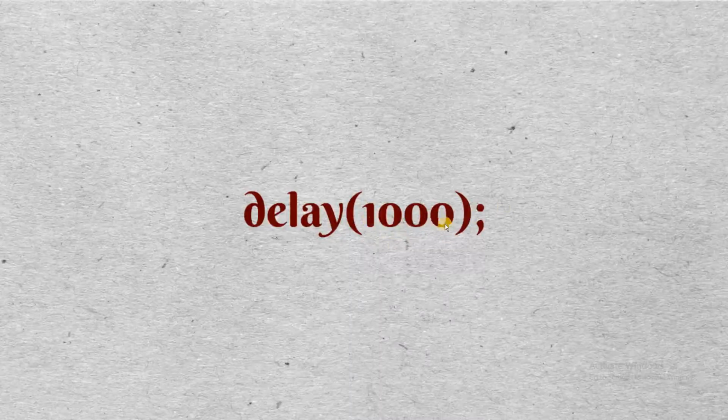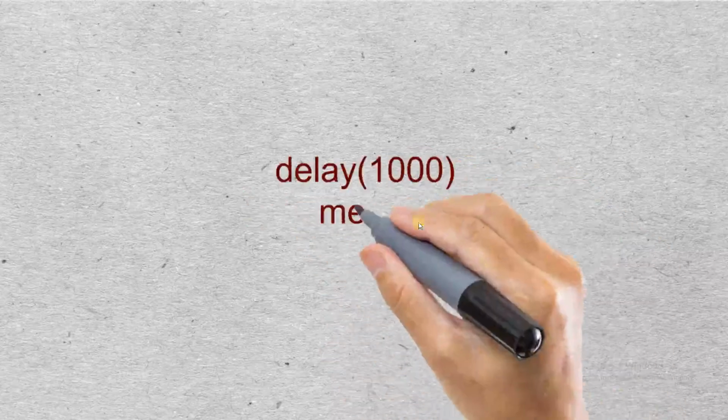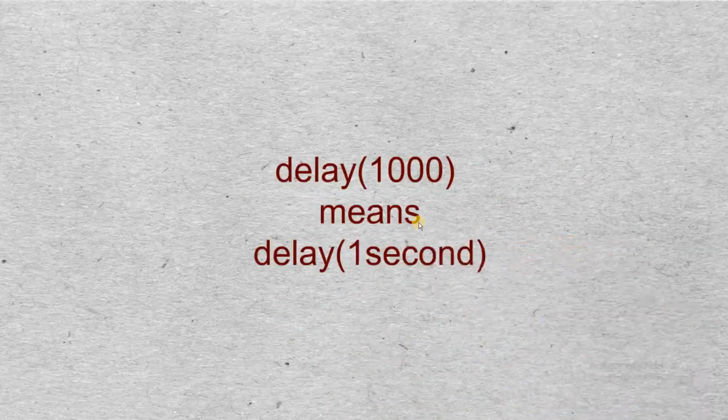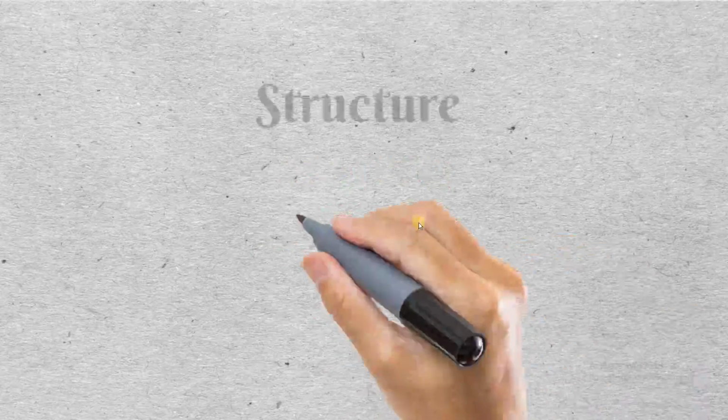1000 represents 1000 milliseconds. That means this 1000 means 1 second. If you want the delay to be 10 seconds, write 10,000. 15 seconds, 15,000. Now delay 1000 means delay 1 second.